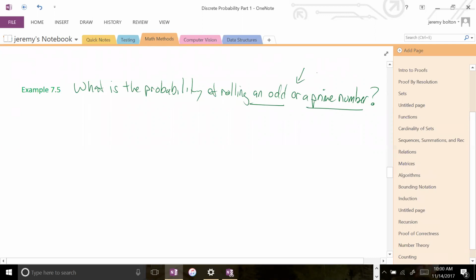We could simply list out this E, that is, identify numbers that are odd or prime, or we could create two events. Event one could be all of the odd outcomes. Event two could be all of the prime outcomes. Then we can do a logical or. Within our sets and building of sets, this is a union of sets, a union of outcomes. So here, let's let E1 be our odd outcomes, and E2, our prime outcomes.